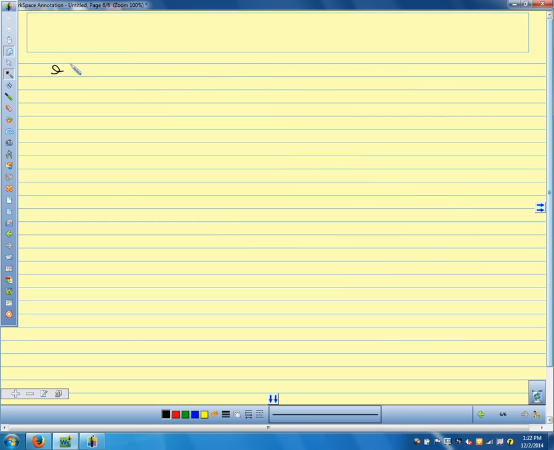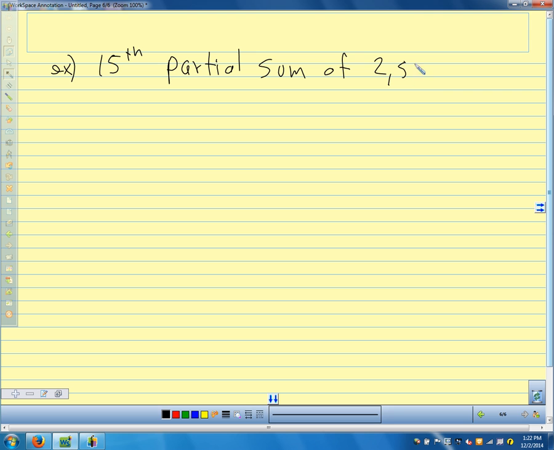All right, let's look at one more example, and then I want to. We are not going to do the following example. I just want to talk about it a little bit. All right, we want the 15th partial sum of this sequence. First off, is this arithmetic? Yeah, D equals 3. A sub 1 equals 2.